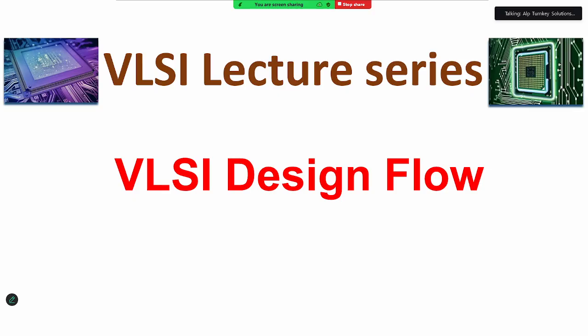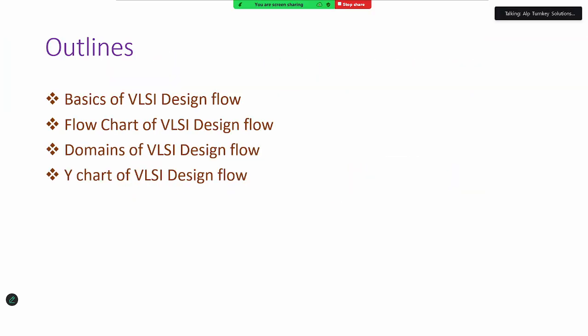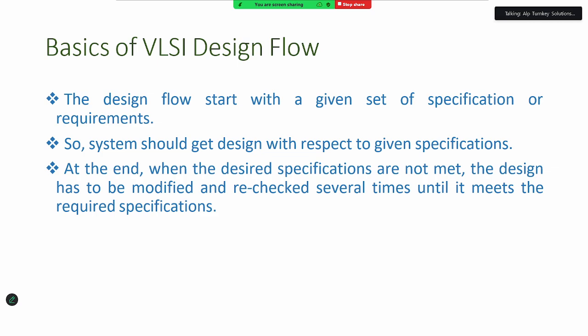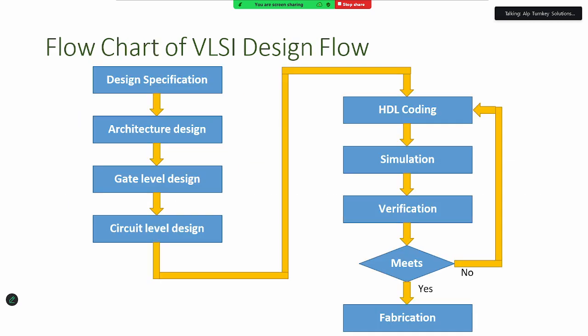Now, the basic design flow. Basically you need to understand the Y chart. This is the design flow: design specification, architectural design, gate level design. Basically you know the design flow. Give a response so that I will explain. Okay, you don't know, I will explain to you.